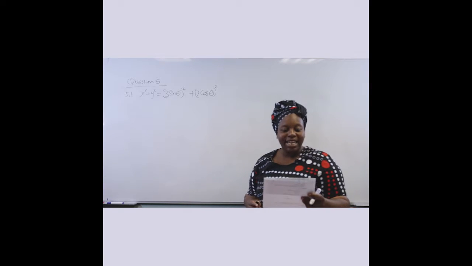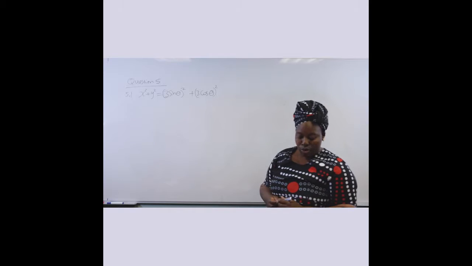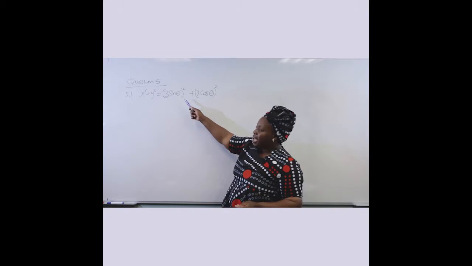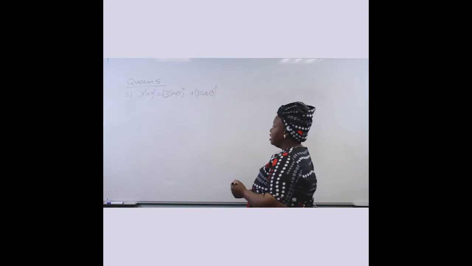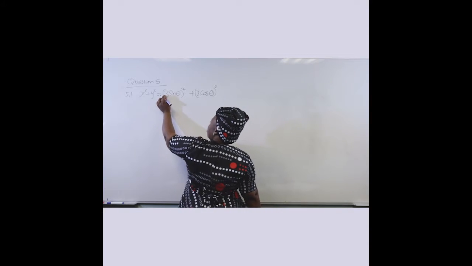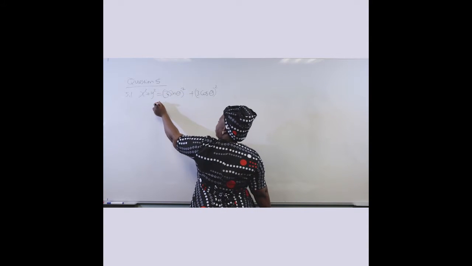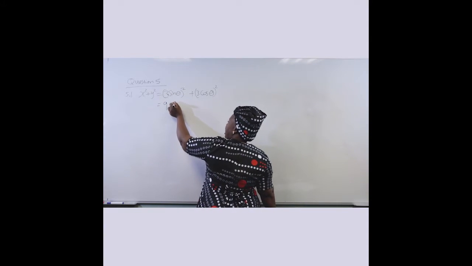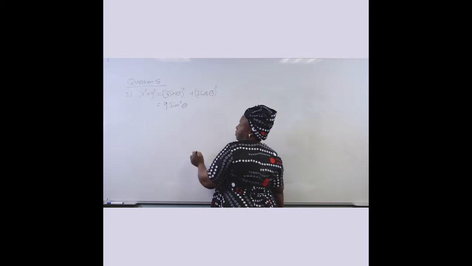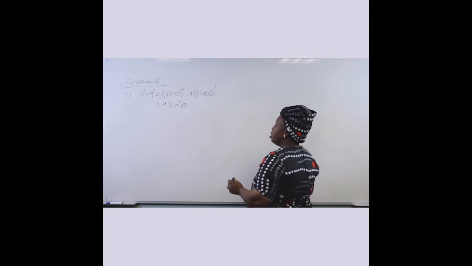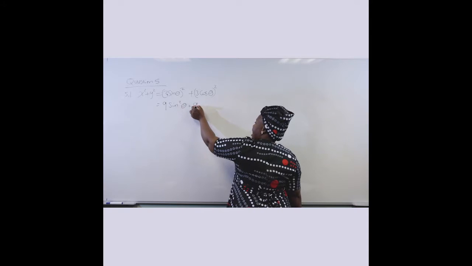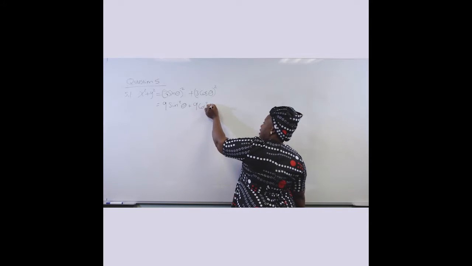Now, we need to work that out until we reach where they want us to be. So you simplify until you cannot do anything, only on the right-hand side. So let's look at this. Remember that 3 squared is giving us 9. So this is going to be 9 sine squared theta. And the 3 cos theta will give us 9 cos squared theta.